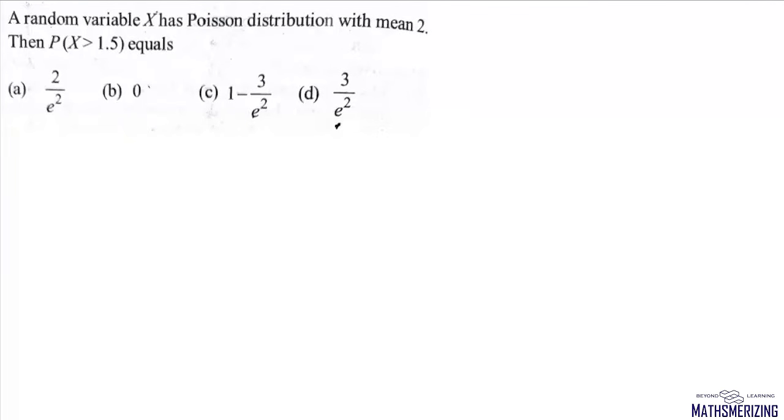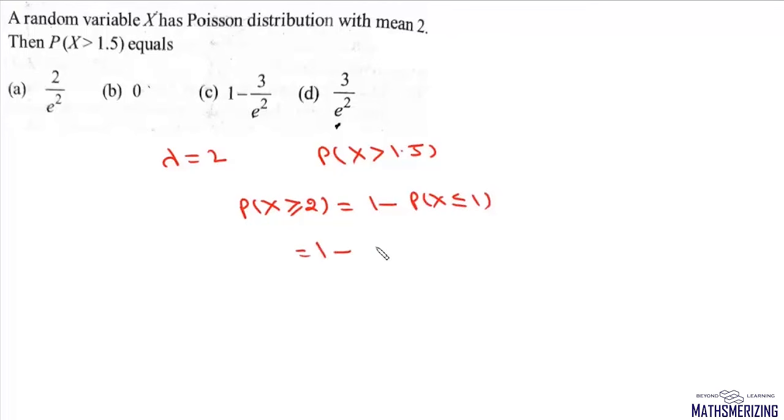Now this again is a Poisson's distribution question. Now mean here is 2. We have to find the probability that x is greater than 1.5. Now x cannot take decimal values. So basically this is probability of x greater than or equal to 2. Now we can write this as 1 minus probability of x less than or equal to 1. So it is 1 minus P(x equals 0) minus P(x equals 1).